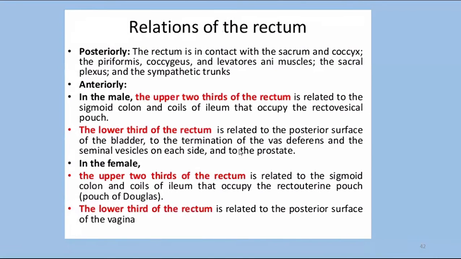In females, instead of the rectovesical pouch, the upper two-thirds is related anteriorly to the recto-uterine pouch, or the pouch of Douglas, the cul-de-sac of Douglas. The lower third of the rectum is related to the posterior surface of the vagina. Okay.